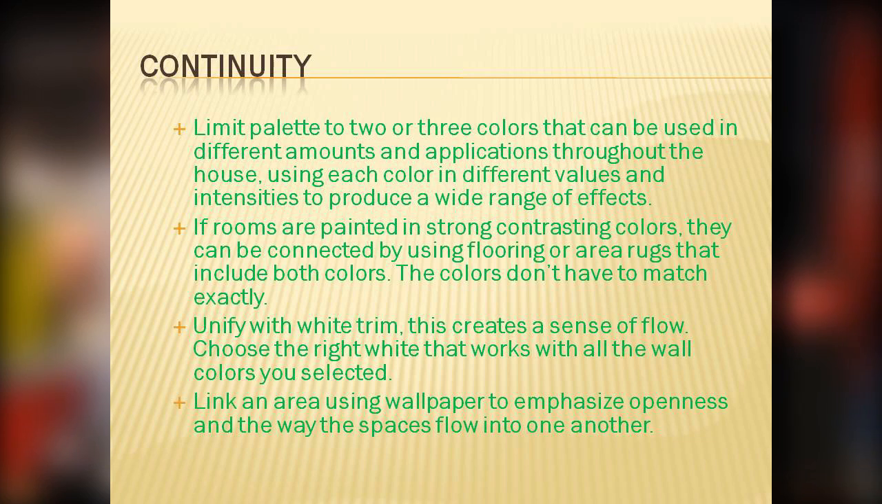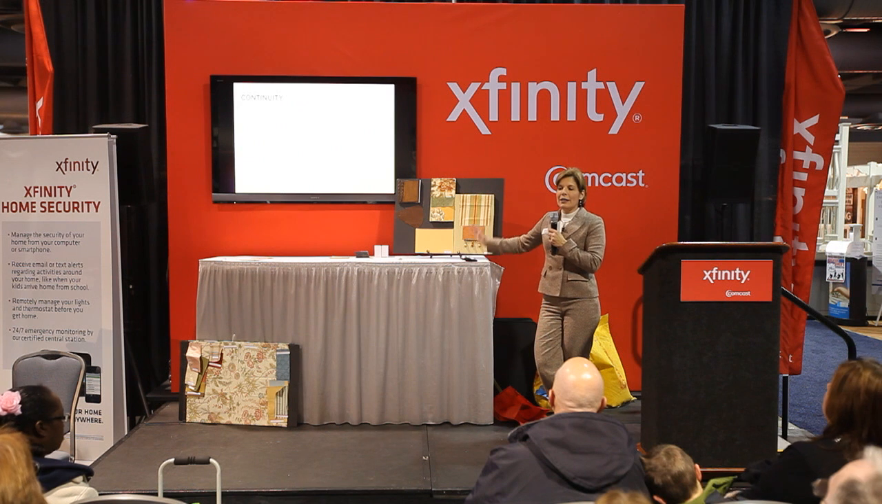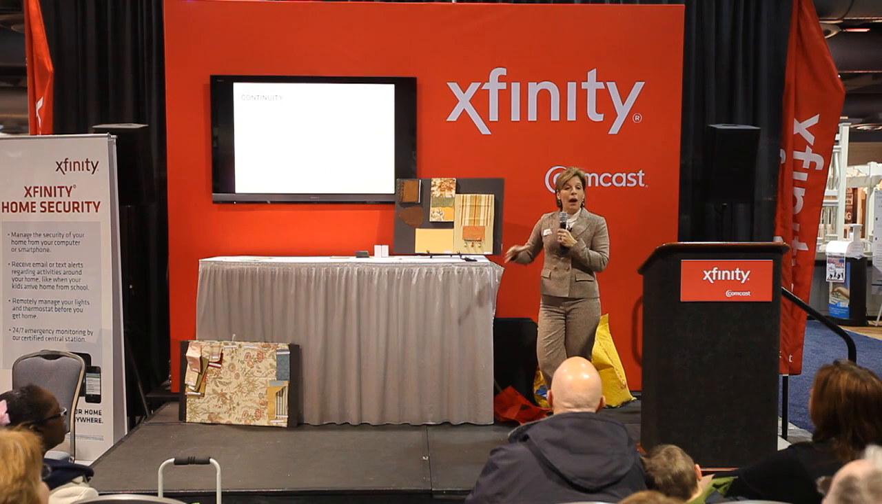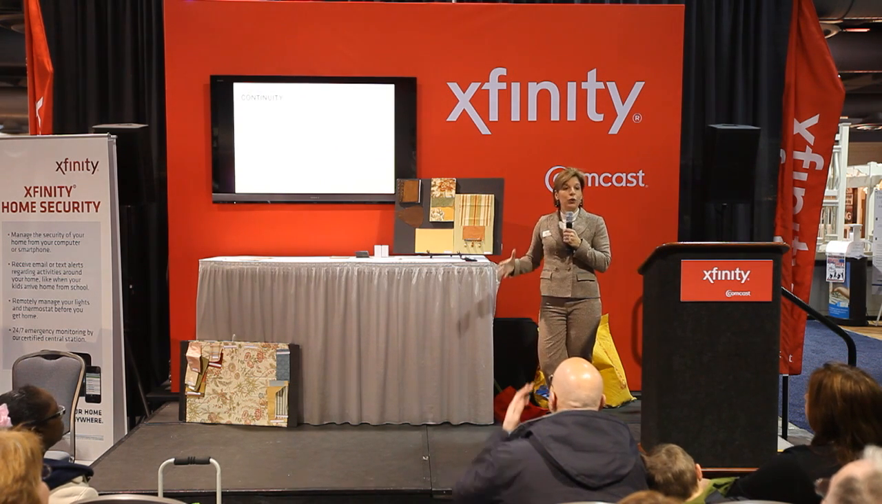If the rooms are painted in strong contrasting colors, they can be connected by using flooring or area rugs that include the colors. So when you see the pictures, you're going to see the area rugs are a neutral color, but they have all these colors in them. So the area rugs actually pop out off the floor because the floor is walnut.